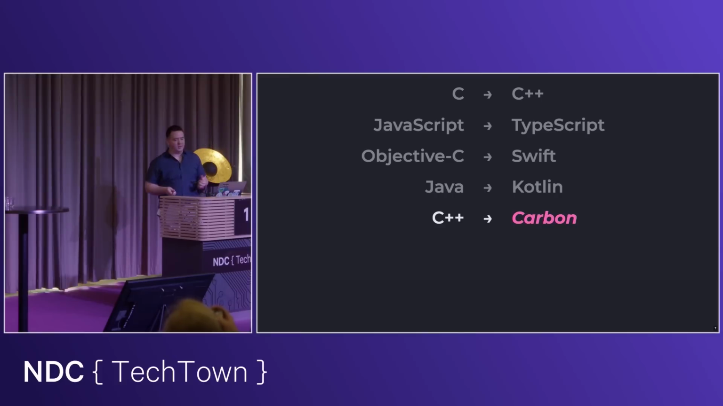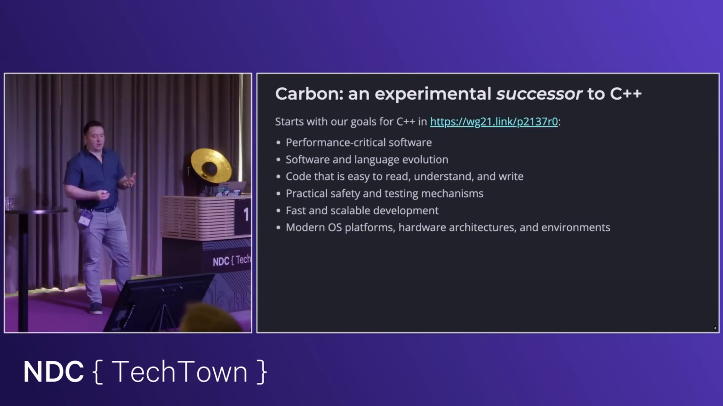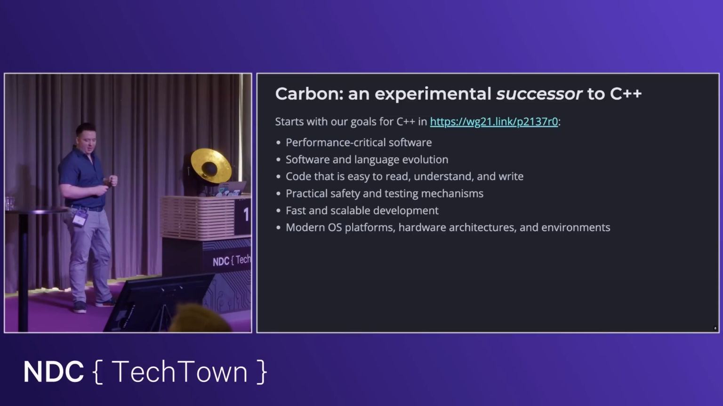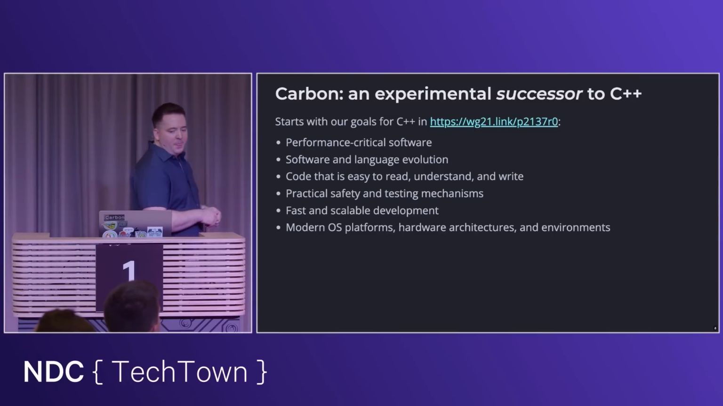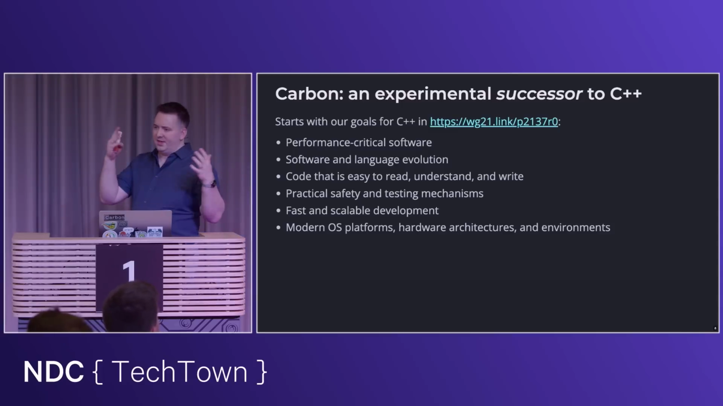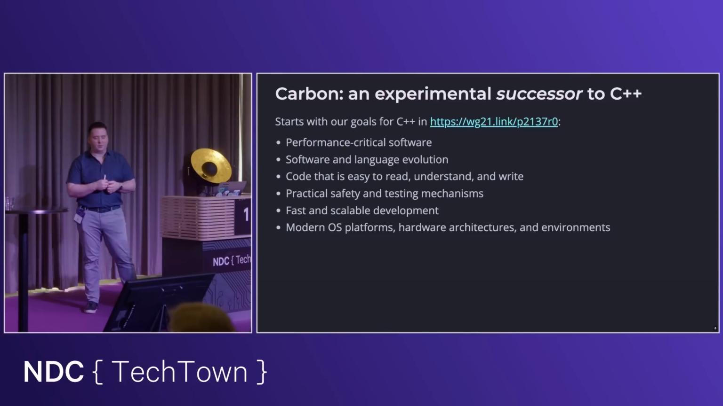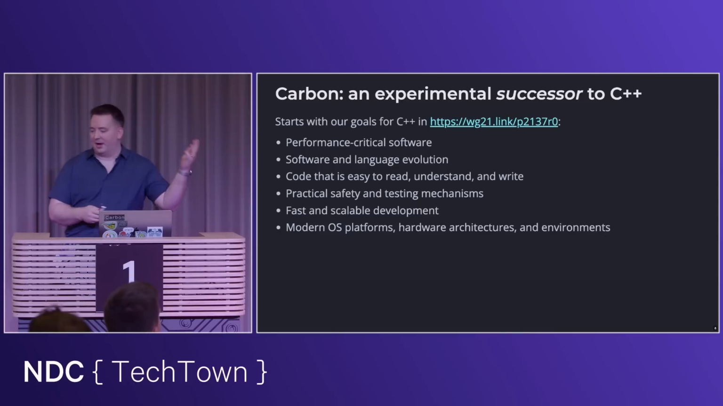What we want to achieve is being this kind of successor language. So where do we start? Well, we start off with C++. We start with our specific goals for C++. A bunch of folks wrote some of these goals down in a paper several years ago. We want high-performance software. We want to take care of evolution. We want code that's easy to read, understand and write. We want safety and testing mechanisms. Scalable and fast development tools. We, of course, have to support all the modern platforms, hardware and environments.